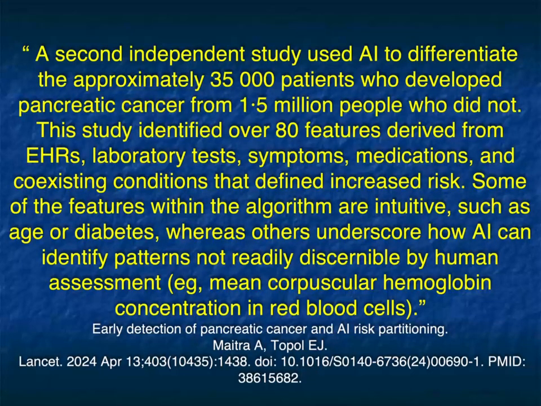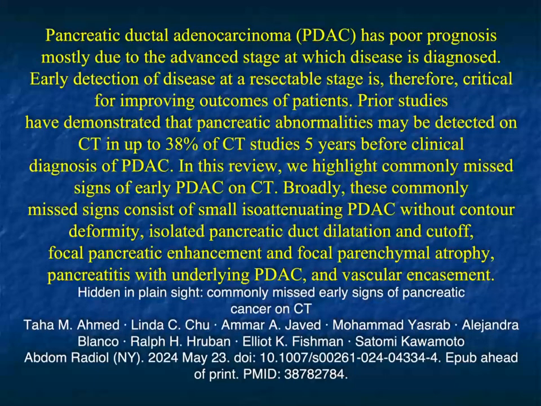Matre and Topol go on to say a second independent study used AI to differentiate 35,000 patients who developed pancreatic cancer from 1.5 million who did not. The study identified 80 features from lab tests, EHR, symptoms, and coexisting conditions. Again, within the algorithm, some of the things were intuitive, such as age or diabetes, while others underscore how AI can identify patterns not readily discernible by human assessment. Mean corpuscular hemoglobin concentration in red blood cells might be one example. So again, we're really thinking about AI.